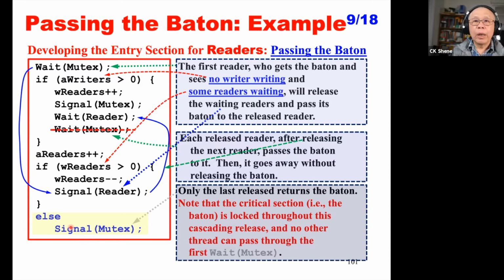So before you continue, I hope you stop and pause for a while and study these several slides until you really understand how the baton is passed from a signaling reader to a released reader. So please pause. This lecture is short. We have finished a quarter of it. So there's no reason to rush because this is an important technique.